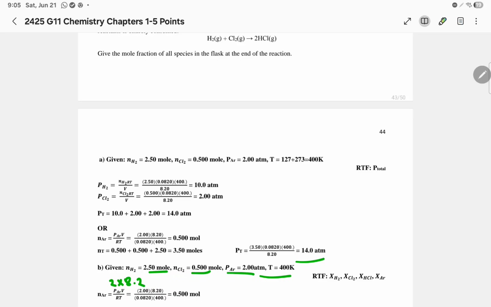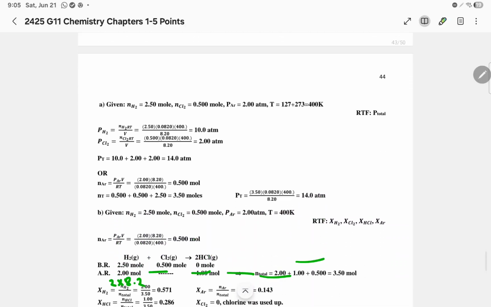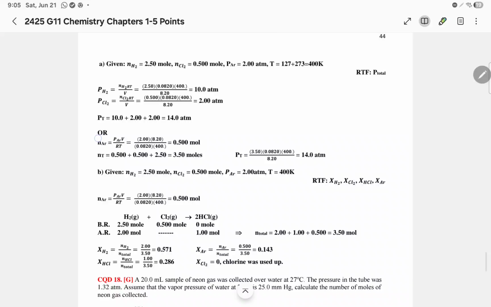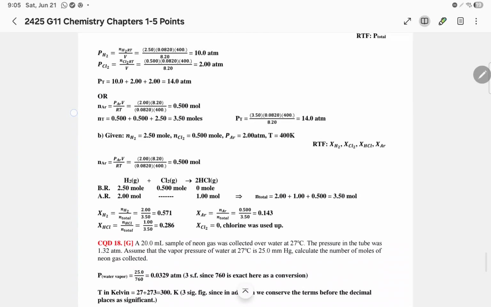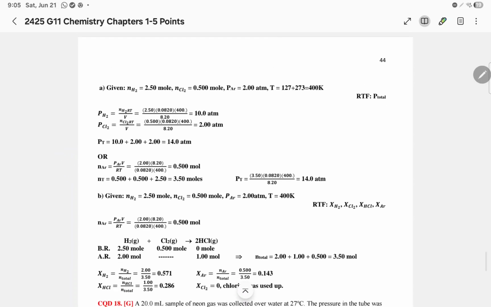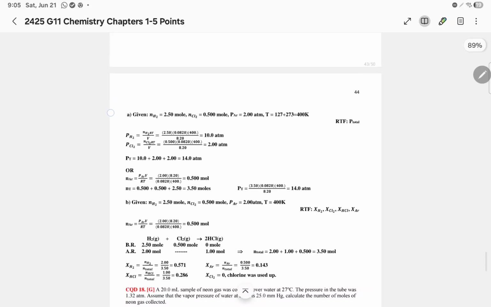Then over RT, of course. You get the moles of argon. I don't know how to move the screen. Anyways, you get the argon moles. Now we can do the table. I don't know why they call it BRAR, but yeah.